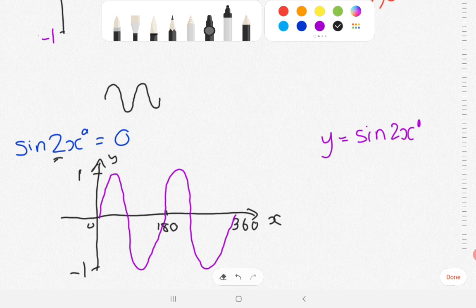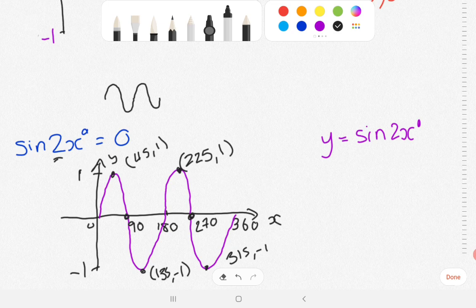Okay, where's halfway between 0 and 180? That's 90, so that coordinate there would be 90. This one would be 45, 1. Okay, and this one would be 135, -1. Where's halfway between 180 and 360? This should be the halfway point. That would be 270. Okay, so this point here and this point there are halfway between those two. So halfway between 180 and 270, you're adding 45 on, so it would be 225, 1. And this point here, you're adding 45 on, that would be 315, -1.